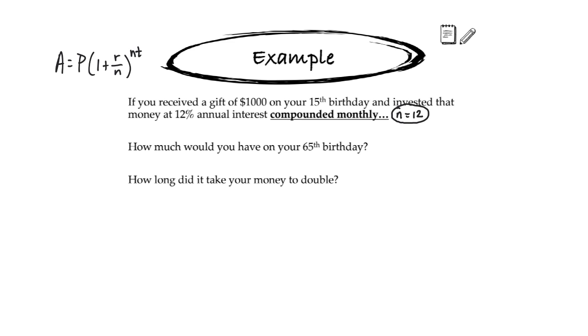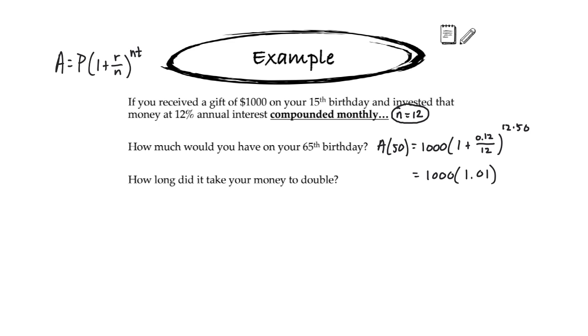So the question, how much would you have on your 65th birthday, is calculated very similarly. But now I'll take my 12% interest as a decimal, divide it by 12, and I'll raise it to the 12 times 50th power. So a couple things to note here. The number that is being raised to the 12 times 50th power is 1.01.